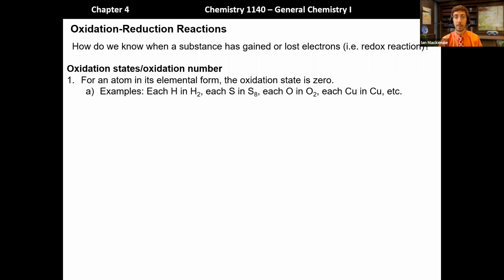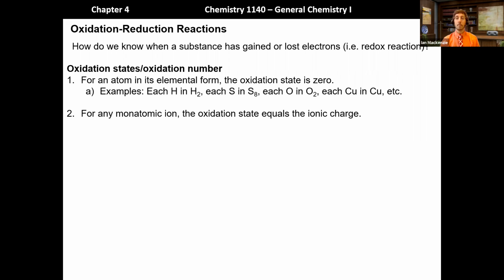So here are some examples, as I mentioned before. Even S8 is a unique elemental form of sulfur that involves a ring of 8 sulfur atoms. But in each of these cases, the element is in its truly elemental form. It's all by itself. It's not in a compound with other elements. So its oxidation state is 0.